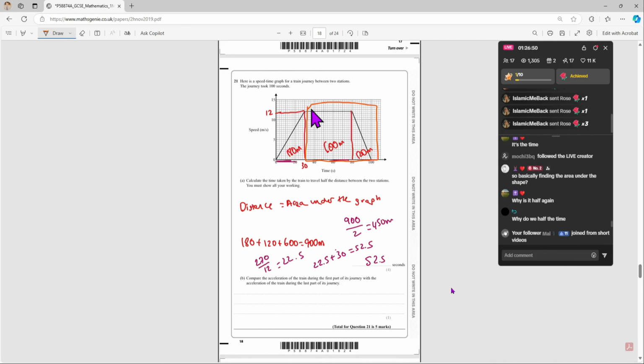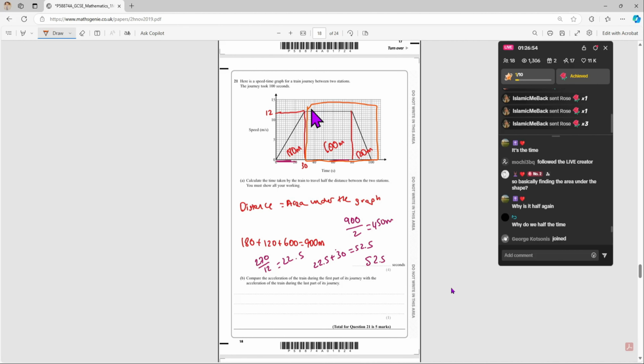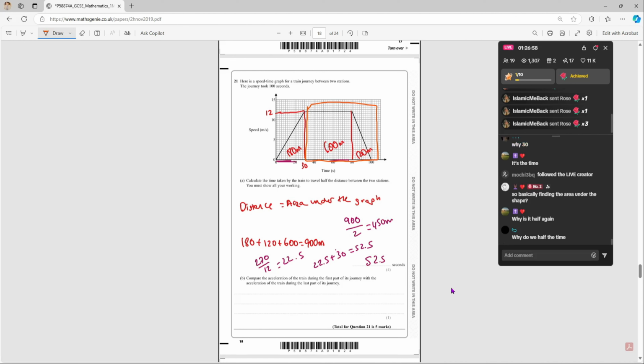Let's look at distance time graph. I'm actually not very good at explaining distance time graph for some reason. I just know how to do it.